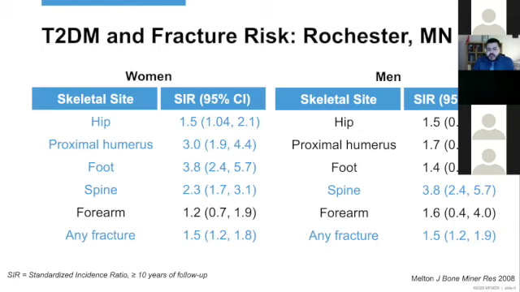And this is local data from Olmsted County here by Joe Melton and colleagues when they looked at both men and women with type 2 diabetes compared to the remainder of the population in Olmsted County. Again, you can see that the standardized incidence ratio was increased in women at most sites except the forearm, which replicates what was seen in the WHI. In men, it was mostly vertebral fracture, but overall, any fracture was also statistically significantly increased in type 2 diabetes.